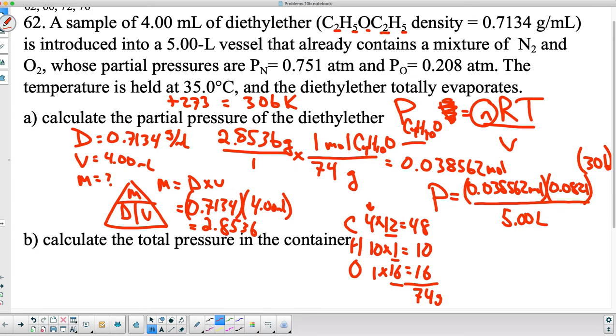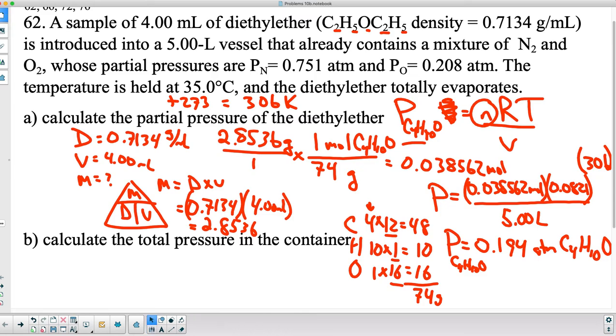So now what I'm doing is typing in the R value times the number of moles times 306 Kelvin equals, and then divide by 5, and that's going to give me a pressure of C4H10O of 0.194 atmospheres. And that is of C4H10O, like that.